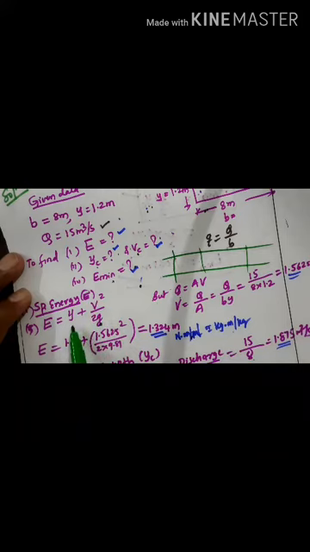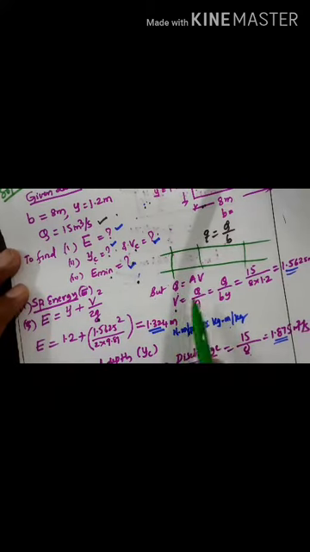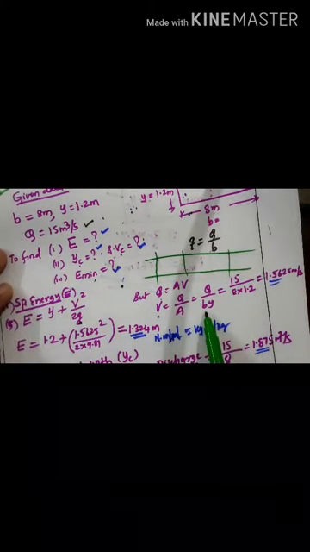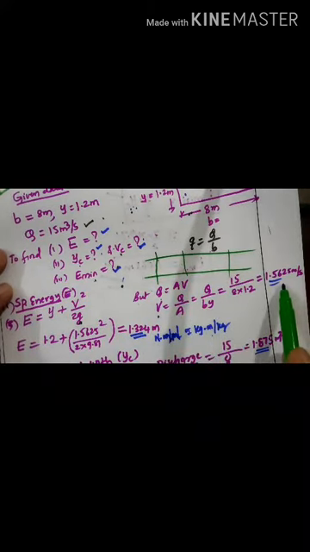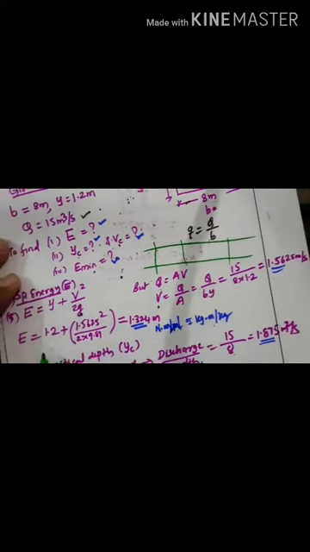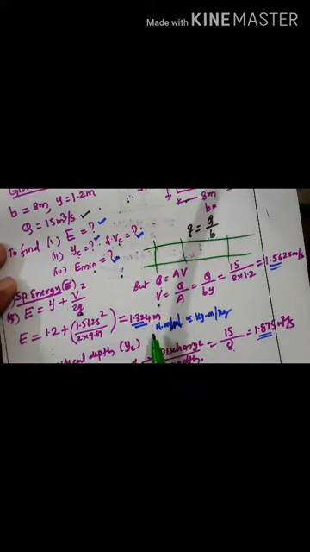Knowing this formula, what is the unknown here? The velocity is the unknown. Q equal to A into V, so from this formula we can get the velocity, V = Q by A. Then what is the section area? The section area is b into y. Substitute here and you will get the velocity. Once you know the velocity, substitute back in this equation and you will get the energy.